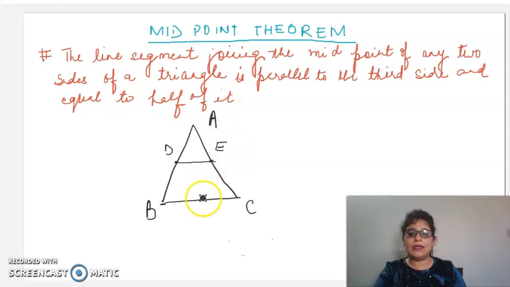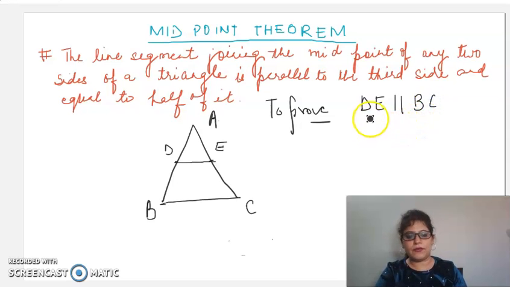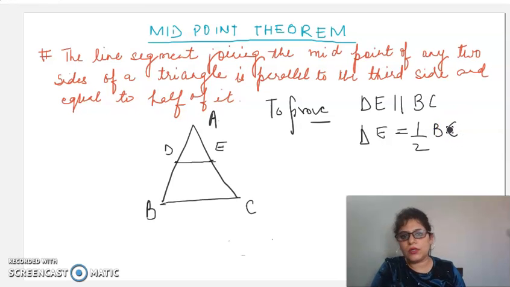It should be parallel to the third side. The third side is what? BC. So what do we have to prove? According to this theorem, what are we supposed to prove? We have to prove that DE should be parallel to BC, which is the third side, and equal to half of it. Matlab, DE should be equal to half of BC as well. So this is what we have to prove. So the figure is done. Whatever is required, we have noted it down.